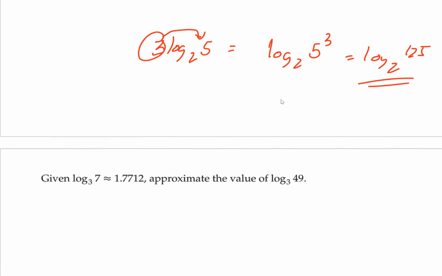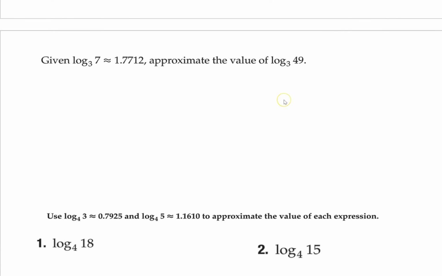Okay, now let's put those rules into action. So let's look at this first one here. It's a question that the book likes to ask. Given log base 3 of 7 is 1.7712. So they're saying that, hey, you could use this. This is what we have. Approximate the value of log base 3 of 49.